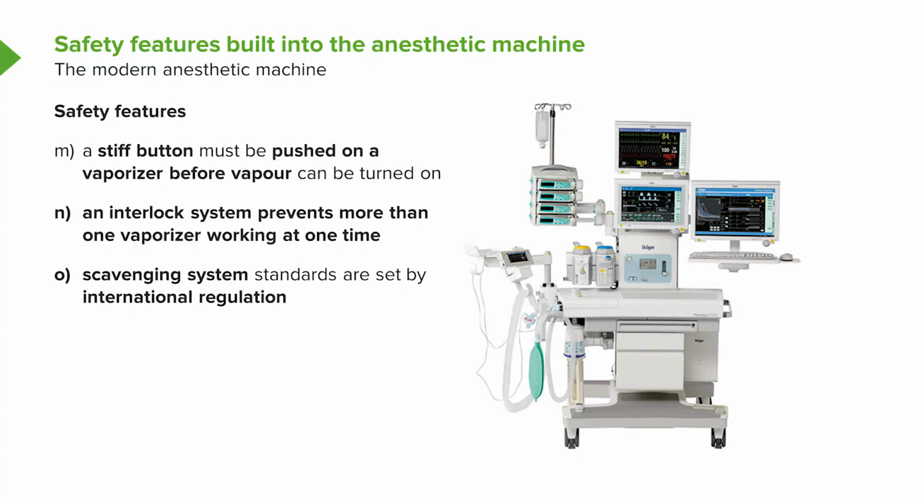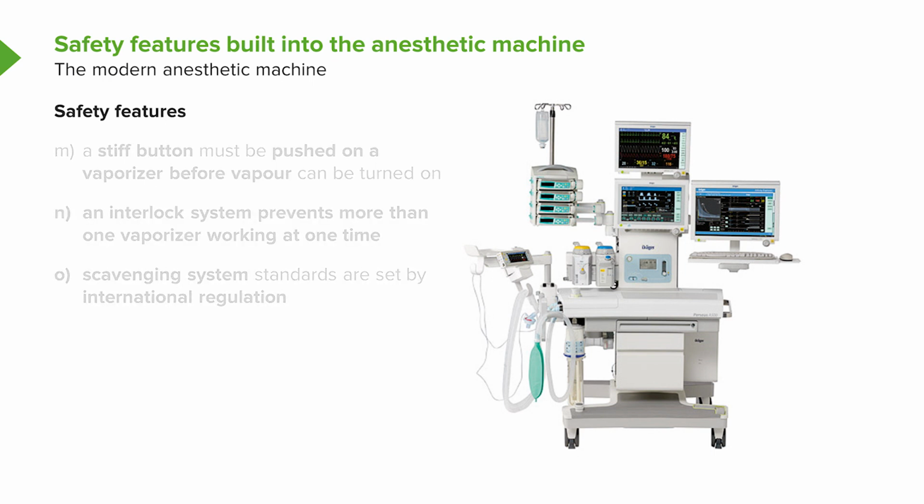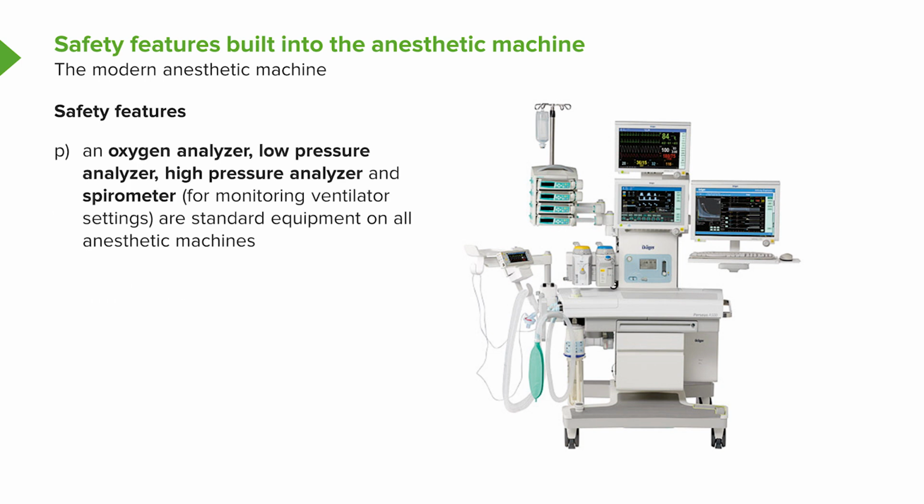And scavenging systems are set by international regulation, so we all have the same standards worldwide when it comes to scavenging systems. And an oxygen analyzer, low pressure analyzer, high pressure analyzer, and spirometer, which is a device for measuring breathing patterns, usually within the ventilator, are standard equipment on all anesthetic machines. So failure of anesthetic machines has become a very rare event.